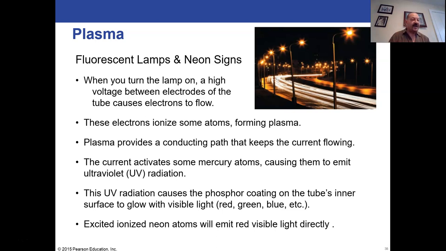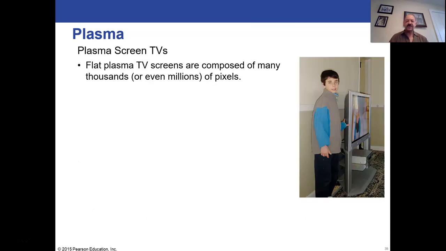Other inert gases can also be used to make other colors, like a pale blue or maybe even a greenish, I believe. So plasma TVs, another common use of plasma. When we say plasma TV, it's because there's actually plasma in the TV screen. So flat screen TVs are composed of usually hundreds of thousands, the bigger screens even over 1 million. So a 40-inch screen or 50-inch screen has typically over 1 million pixels aligned.